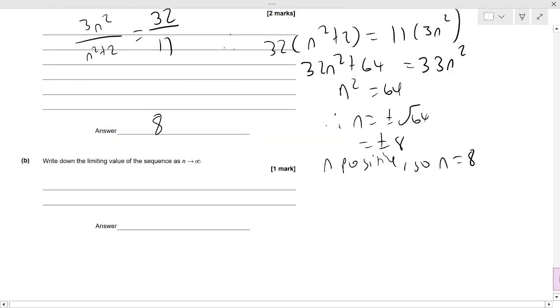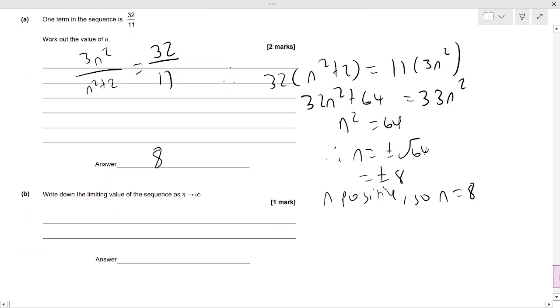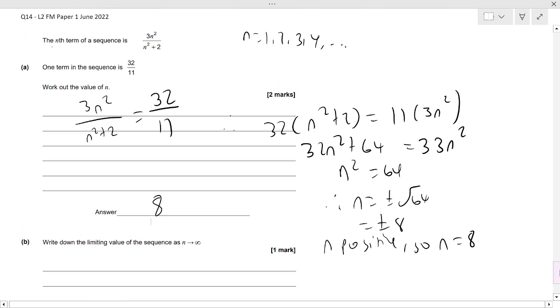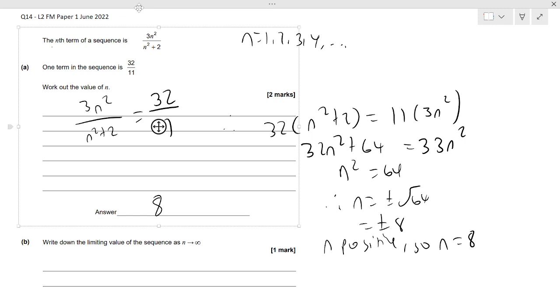Then it says, write down the limiting value of the sequence as n tends to infinity. Okay. So it says write down, so I believe we probably just need to know how to spot something like this. But in general, when you have any fraction like this, an algebraic sort of fraction with n or x or whatever here, and you have n's on the top and the bottom, and you need to see what happens when n goes to infinity. So that n becomes really, really large.